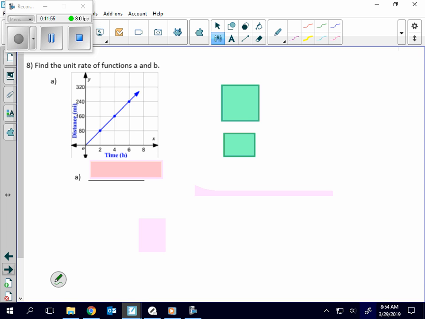Question number 8. And we're only going to do part A for this one. We didn't do part B. Find the unit rate of just function A. Cross off function B. So unit rate. I hope you realize that unit rate is another word for slope. If you didn't remember that, on the front of your paper, could you write down that slope is the same as unit rate? That's important vocabulary.